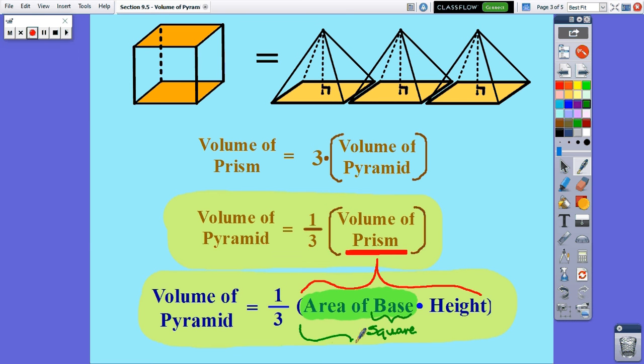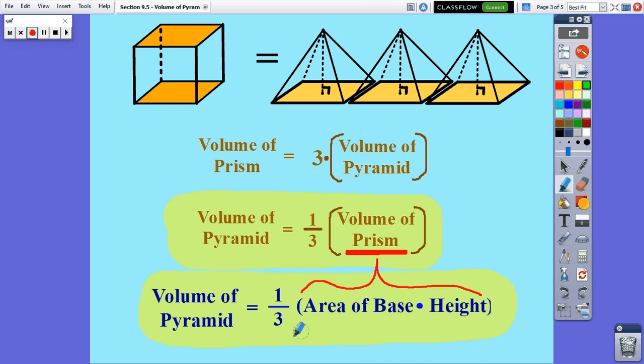So the area of the square base is kind of like saying length times width. And then here we're throwing in volume and saying times height. But we then have to take 1/3 of that length times width times height to figure out how much volume just one pyramid is. Okay?